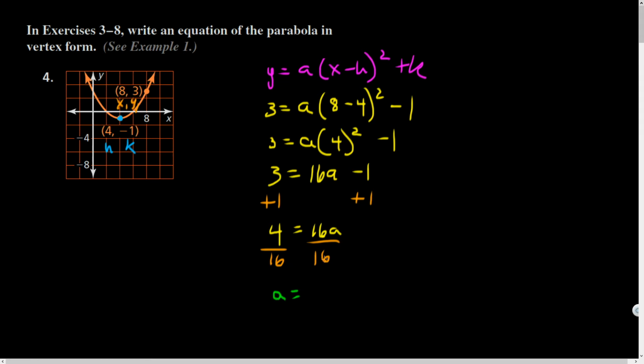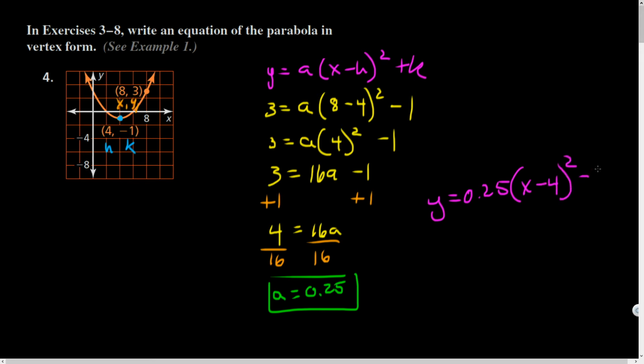And so let's see. I get a equals 0.25 or 1/4. So there's my a value. And so my final equation is going to be y equals 0.25. That makes sense because it's opening up. It's positive 0.25 because it's going up a quarter over 1. Actually, it's counting by 2's here. So up a quarter over 1, up 3/4 over 1, etc., if I was trying to do all my fancy slope tricks. And then I do x minus 4 squared minus 1.